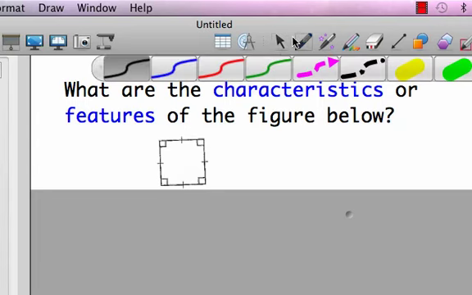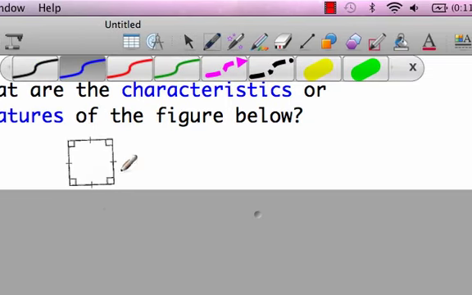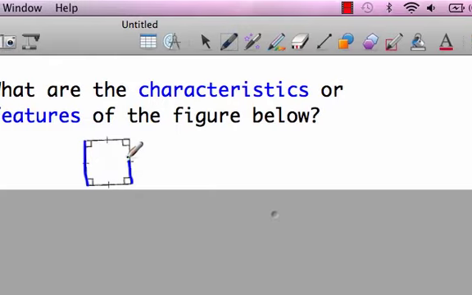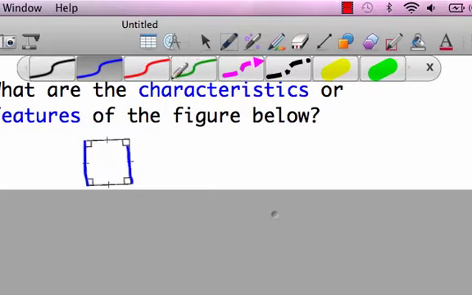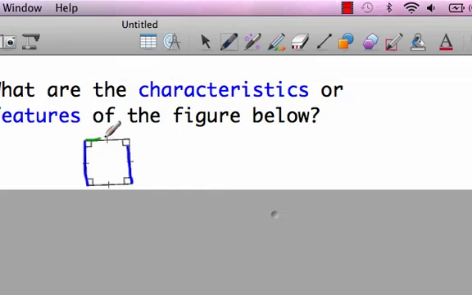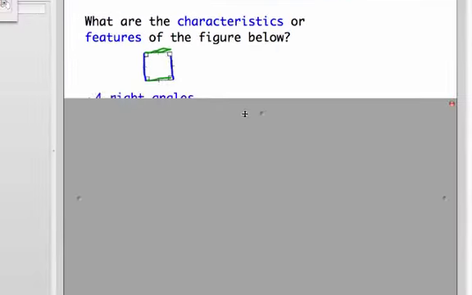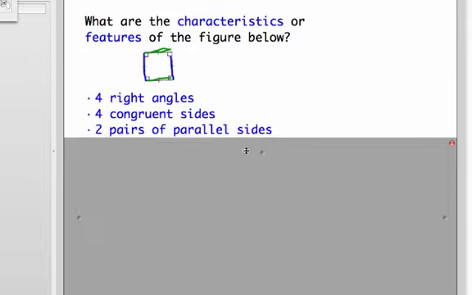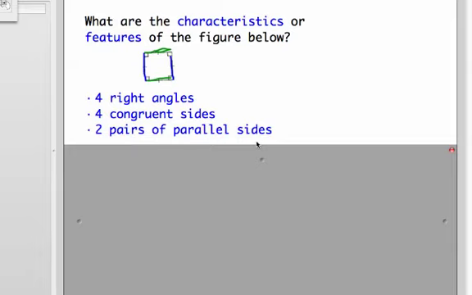And then you can see here, this side right here is going to be parallel to this side, and then this side right here, the top side, is going to be parallel, and it's not a perfect line segment, but you get the idea. It's going to be parallel to that bottom one. So those are the four features. So again, run those back. There's four right angles, there's four congruent sides, and then there's two pairs of parallel sides. I think I said four features. There's really three that we're concerned with, and those are them.